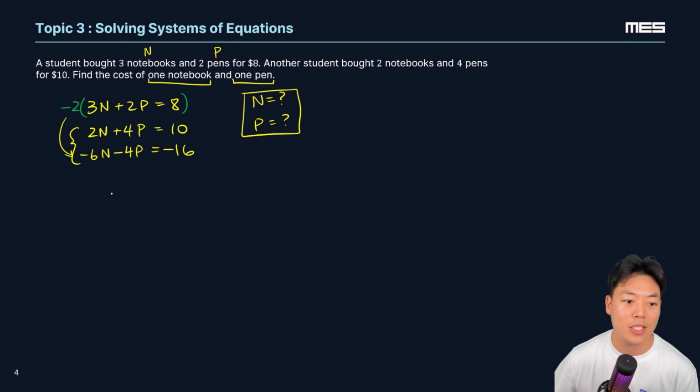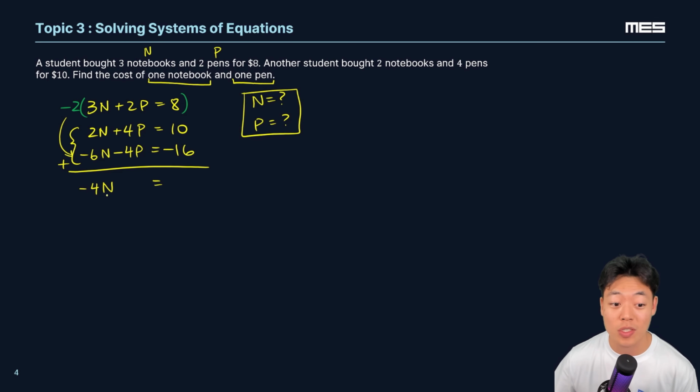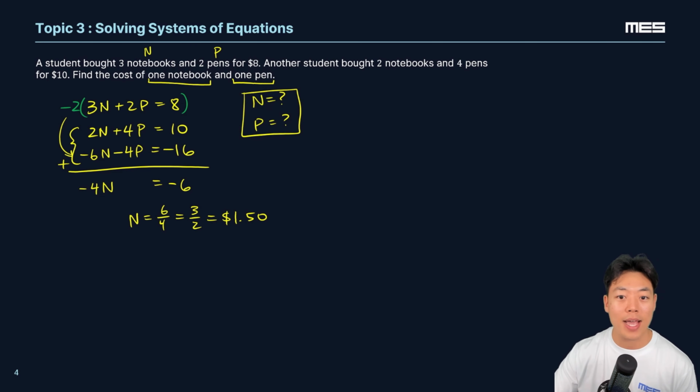And now I have this new system of equations that when I add all the way through, 2n minus 6n is -4n. 4p and minus 4p eliminate, leaving us with just one variable, which is what we wanted. So n will equal 6/4, which is 3/2. And in dollar amounts, that would be $1.50 for 1 notebook.